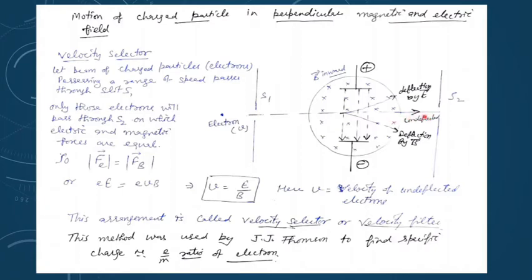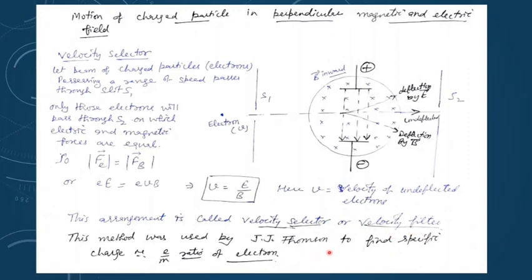So for making the beam undeflected, I have to adjust the values of the electric field and the magnetic field so that both these forces become equal. And when the electric force and the magnetic force are equal, I can find the velocity. It comes out to be E upon B. So this arrangement is known as a velocity selector or velocity filter, and is used to find the specific charge.